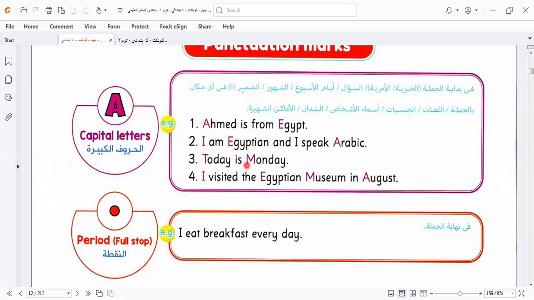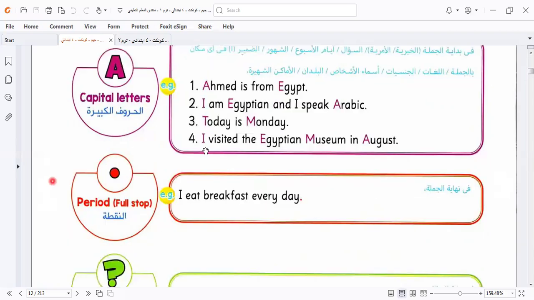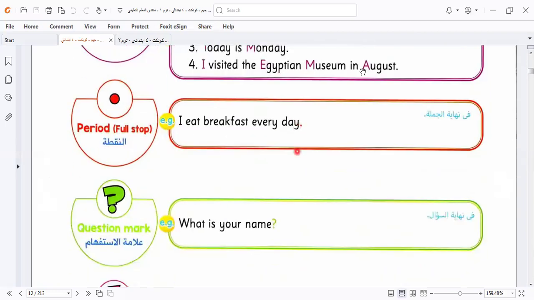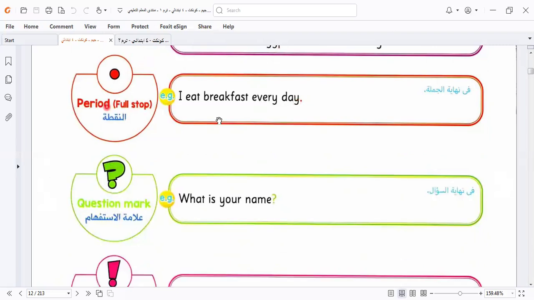Here is Monday. Monday is a day, so it must be written with a capital letter. Here I is in capital letter, Egypt in capital letter, Egyptian in capital letter. Egyptian Museum, because it's a famous place, must be written with capital letters. August is the name of a month. Then the full stop: "I eat breakfast every day." Here I put a full stop.